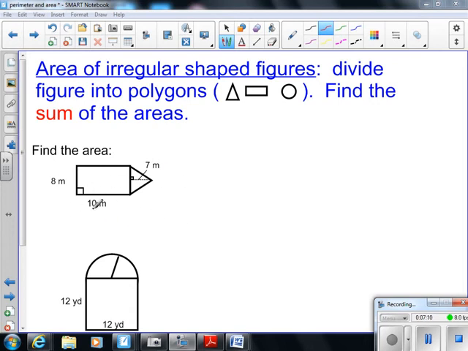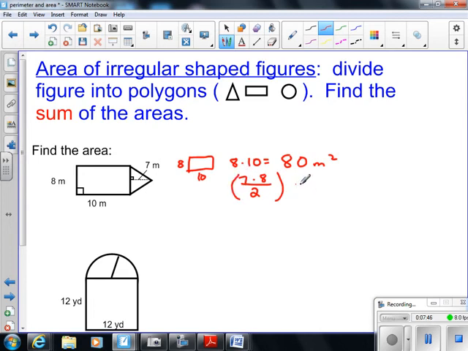Okay, so let's try this one. What two shapes would I find the area for here? A rectangle and triangle. Okay, so let's find the area of the rectangle. An 8 by 10. And I need to see that written down. And then for the triangle, what is your height and your base of the triangle? 8 would be the base, 7 is the height. So 7 times 8 divided by 2.